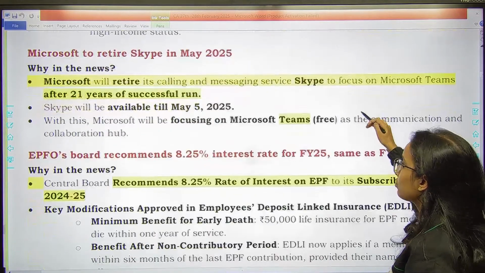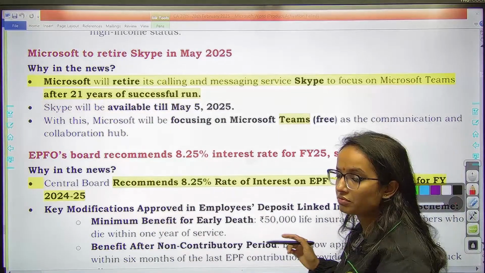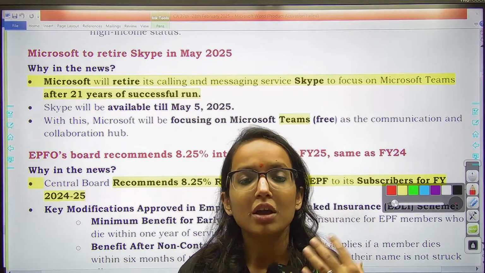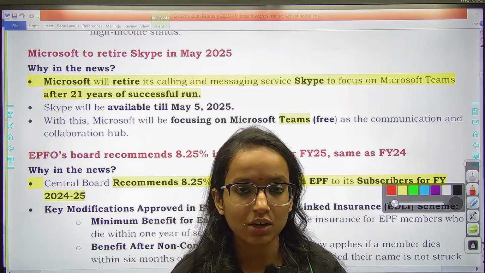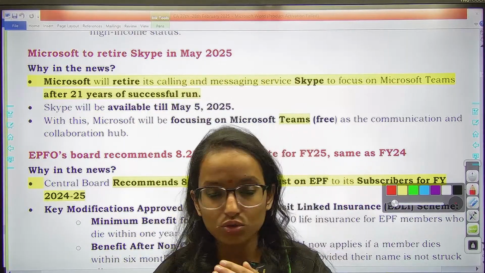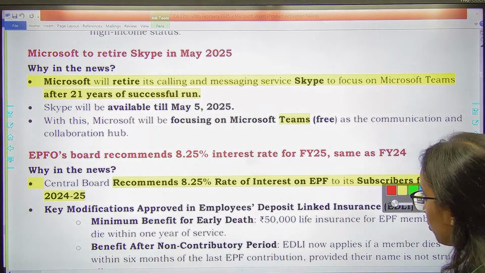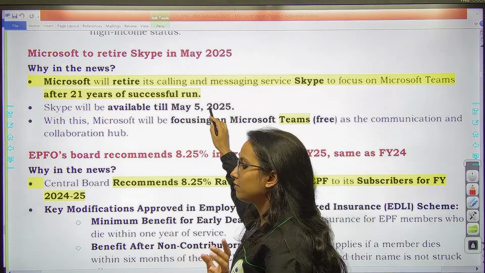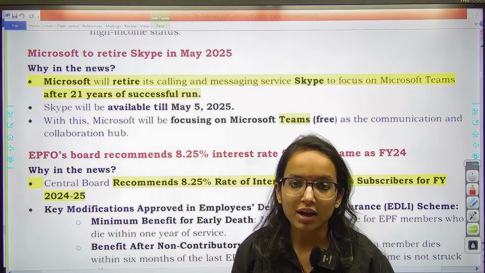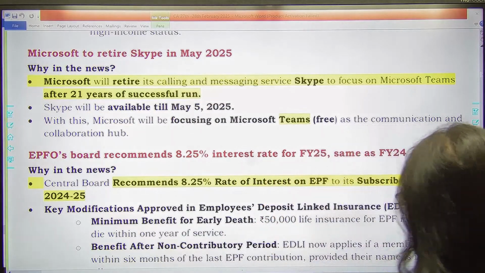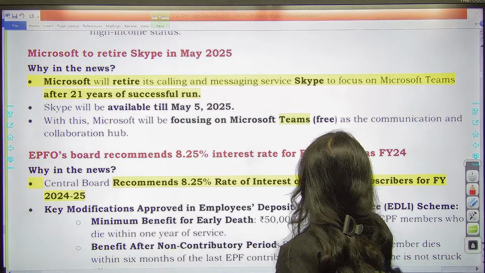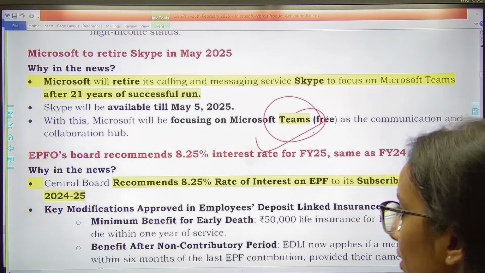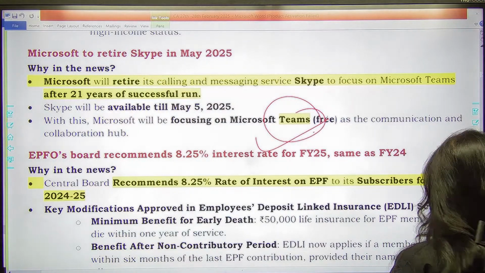Then Microsoft to retire Skype in May 2025. Skype आपको पता है वीडियो कॉन्फ्रेंसिंग टेलीकम्युनिकेशन का एक प्लेटफॉर्म था माइक्रोसॉफ्ट का फॉर इंटरनेशनल कम्युनिकेशन एज वेल. Now it is going to eliminate Skype. Skype is going to be over, right? It will be available till May 5. After that it will be phased out because now you have Teams from Microsoft replacing Skype. Okay, Teams will be replacing Skype.